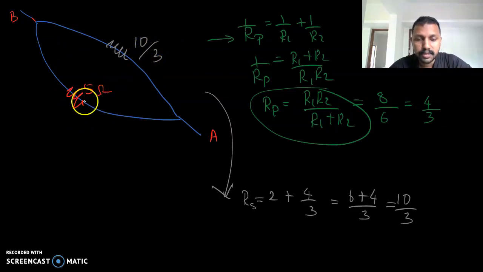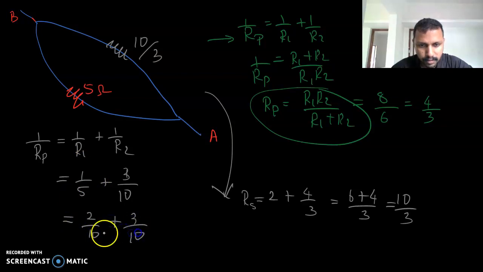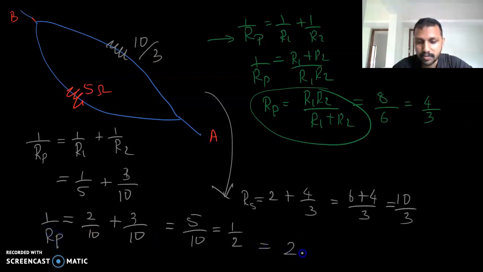Then this 10 by 3 and 5 ohm, they are in parallel. Therefore I am writing 1 by Rp is equal to 1 by R1 plus 1 by R2. That means 1 by 5 plus 1 by 10 by 3, which means it is 3 by 10. Then it will become 2 by 10 plus 3 by 10. Then 2 plus 3 is 5, 5 by 10. That is 1 by 2. That is, 1 by Rp is equal to 1 by 2. Ultimately we are getting 2.